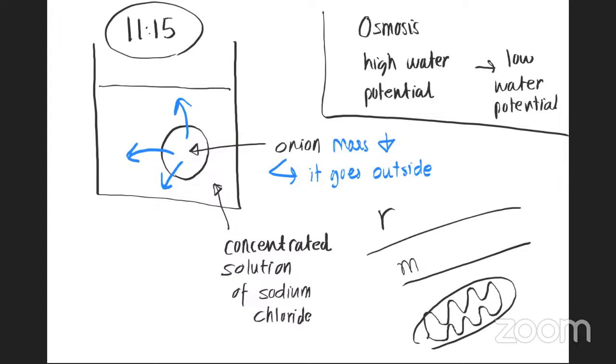Okay, kind of. I'll just explain it in detail then. It's already 11:15, so let's look at the first one. State two features of diffusion that do not apply in active transport.